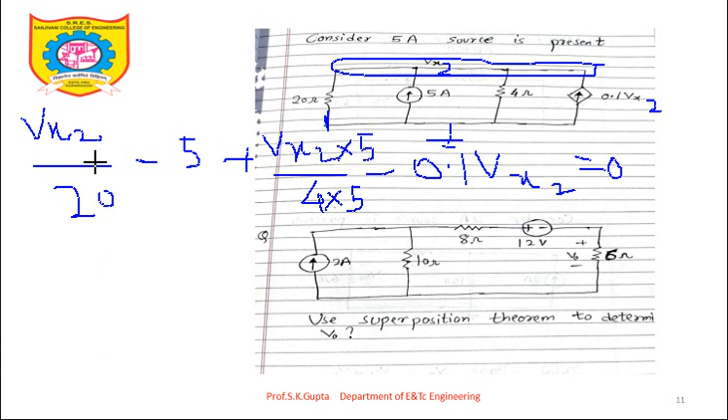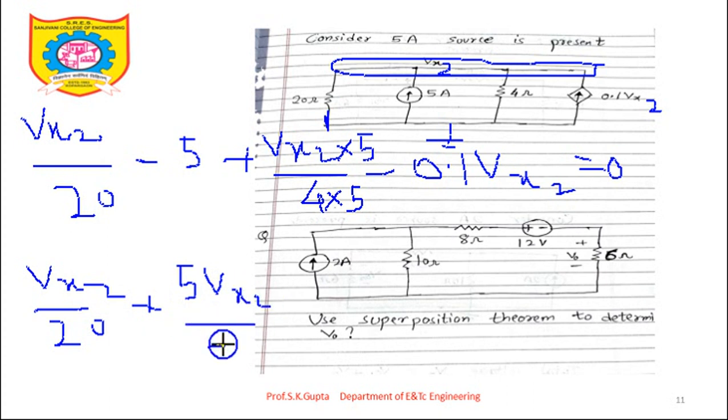Okay. So it becomes Vx2 by 20 plus 5 Vx2 by 20 equal to, 5 will go to that side, so equal to 5 plus 0.1 Vx2. So multiply by this 20, cross multiplication. So 20 into 5 is 100 and 0.1 into 20 is 2.